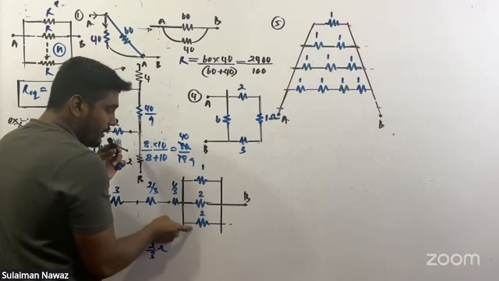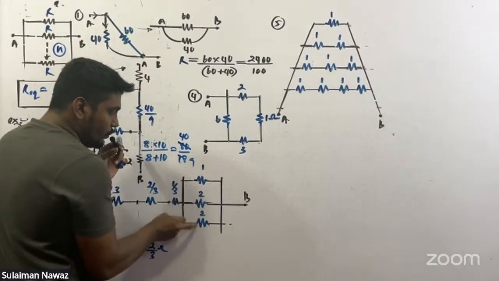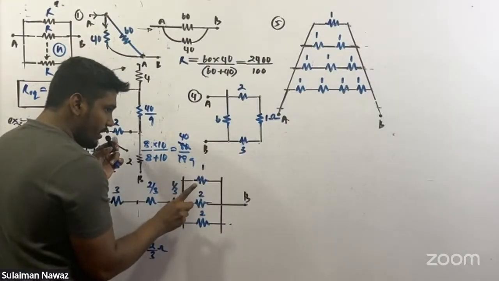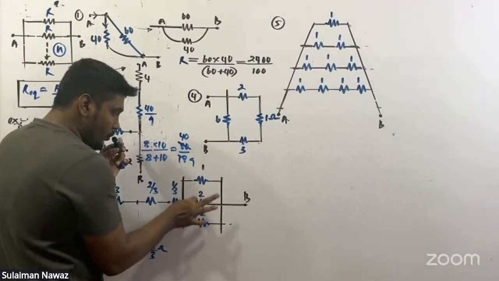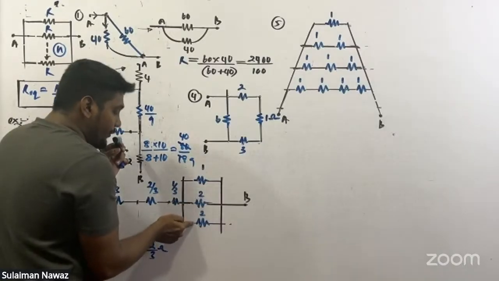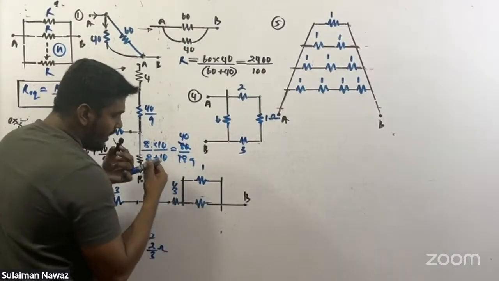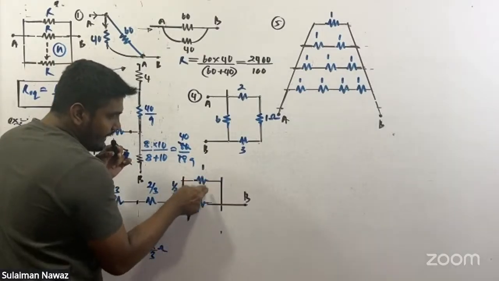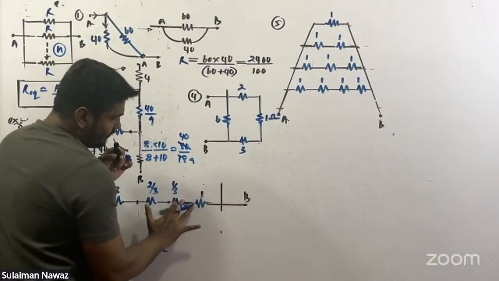These two are also in parallel. So what is the equivalent of these two, 2 and 2? The equivalent of these two going to be 1, right? When you consider one magnitude, if you divide by the number of resistors, 2 over 2, 1. Now 1, 1 again. This one and this one parallel. What should be the equivalent of these two? Half.